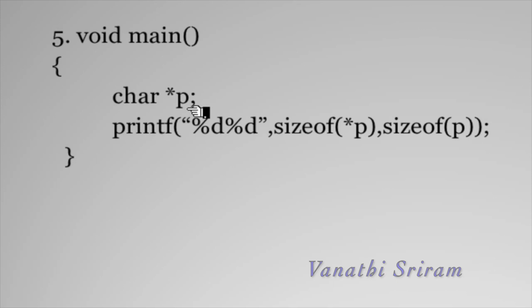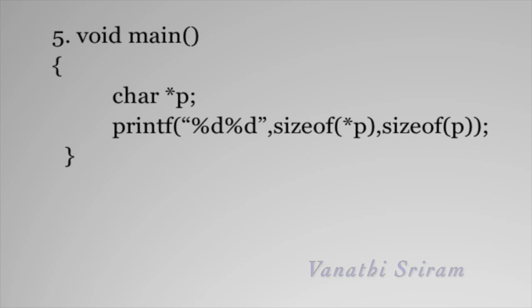So here, if we give printf sizeof star p, as we have already discussed, p is going to store the address of another normal variable. So if the asterisk symbol comes over the address, it will go to that memory location to retrieve the value. Therefore, the size of a character variable is 1, and size of p is going to hold the address, so it will be either 2 or 4. Let's look into the explanation.